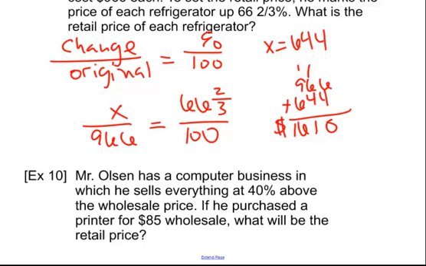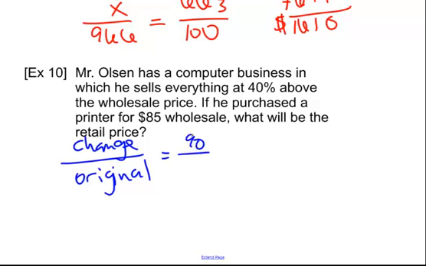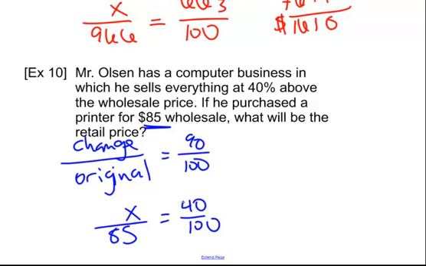Okay, Mr. Olson has a computer business in which he sells everything at 40% above the wholesale price. If he purchased a printer for $85 wholesale, what will be the retail price? Okay, so again, I'm going to write it, even though I know it now, because this is the 10th time we've done it. Change over original equals percent over 100. So the original, the wholesale price, is $85. We don't know how much it changes by. That's what we're trying to figure out. And then it's 40% over 100. So it's going to be increased by 40%.